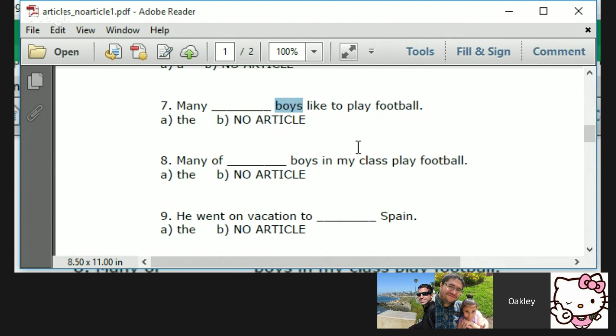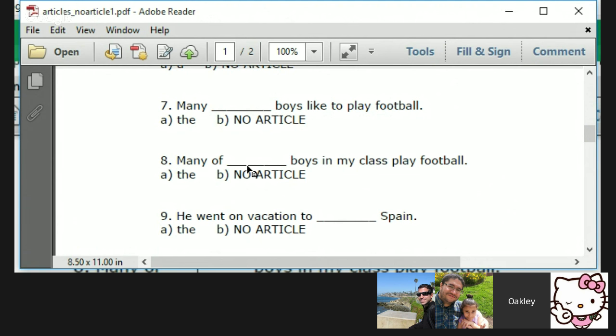Boys don't study hard. I'm talking about all boys. Many boys like to play football, so I'm talking about them in general. Countable nouns, you use the plural to do this. That's it. As opposed to the next one here, Heidi. Many of the boys in my class play football. Okay, why now? The boys in my class.